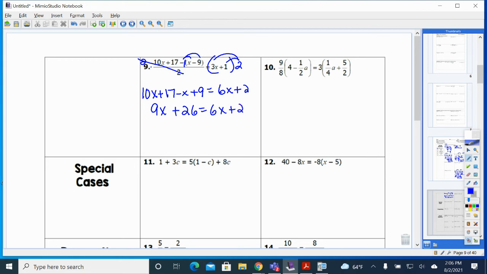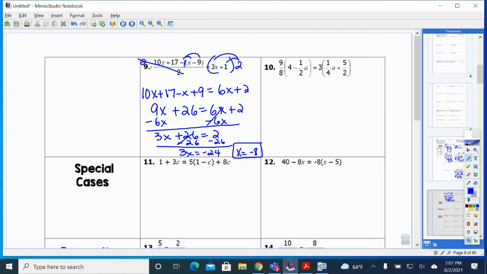Here again, we have variables and numbers on both sides, so you need to decide where you want to go with this. I'm personally going to subtract 6x. 9x minus 6x is 3x. And now I'm going to subtract the 26. So I got 3x equals 2 minus 26 is a -24. And then we need to divide both sides by 3. And you get x equals -8. I've kind of run out of room there.